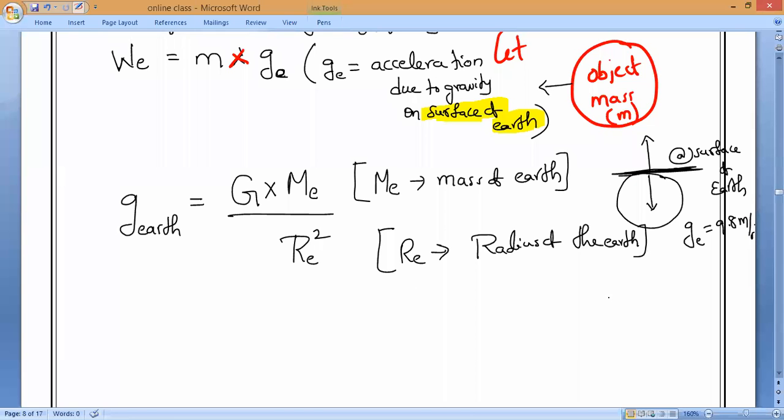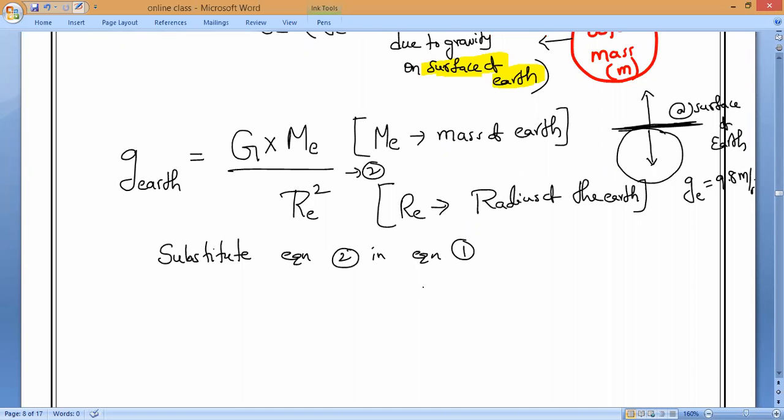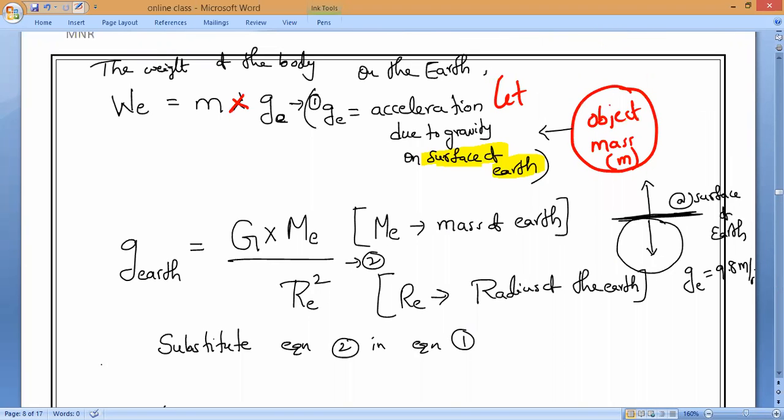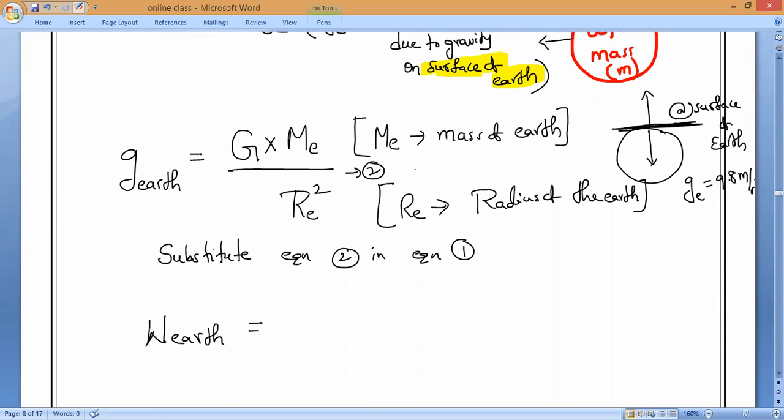So now let me consider this as equation 1, and this is equation 2. Now substitute equation 2 in equation 1 and tell me what equation will come. You should not ask me, you have to tell me. Weight on earth is equal to, I am going to substitute in place of g. Please tell me what formula will come.